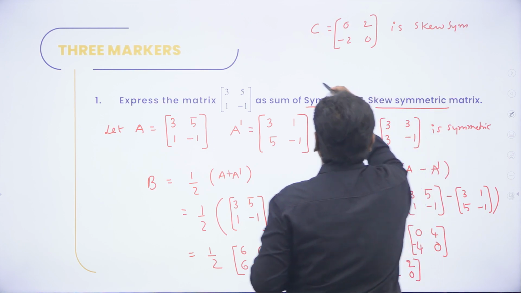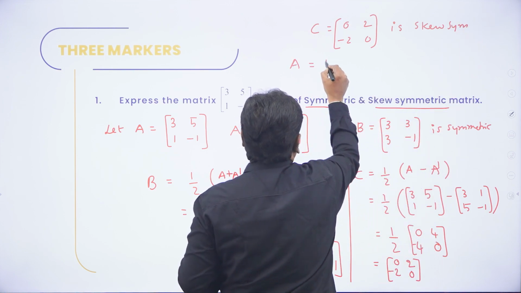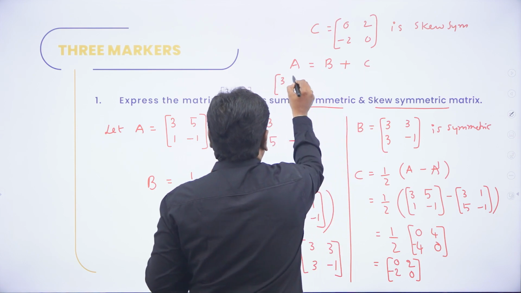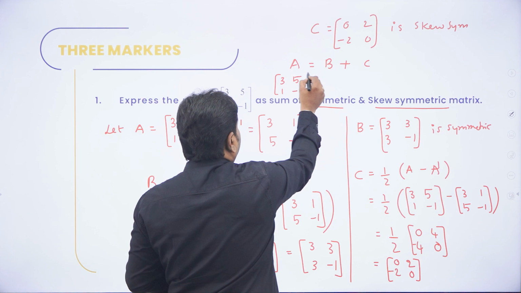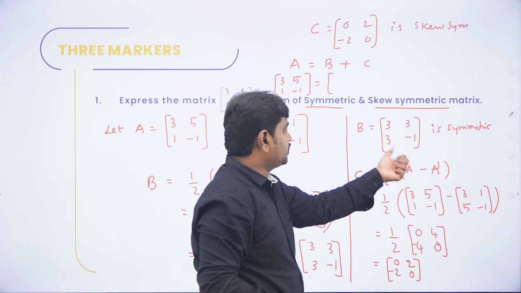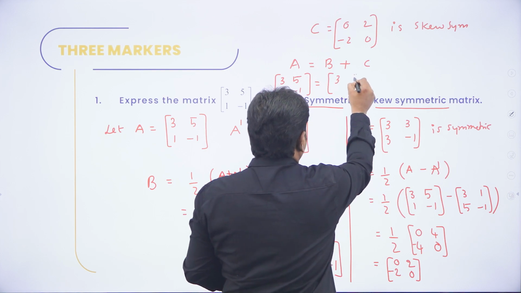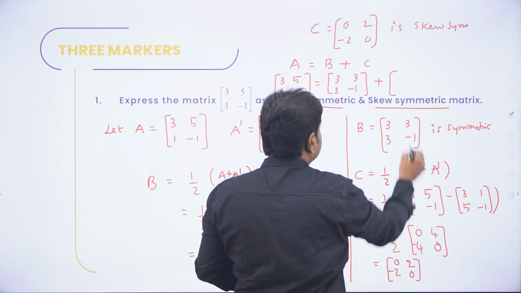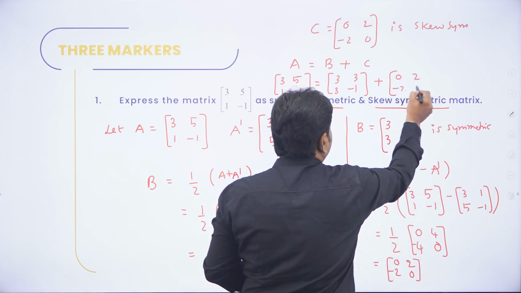Now we can expand this. We can write A is equal to B plus C. A means given matrix. What is given matrix? 3, 5, 1, minus 1 is equal to B. B means just now we got, what is the B value we got? 3, 3, 3, minus 1. And what is plus C? What is the C value you got? 0, 2, minus 2, 0.